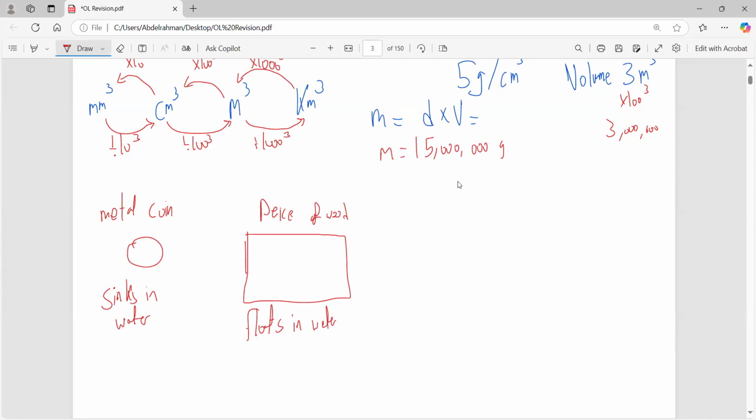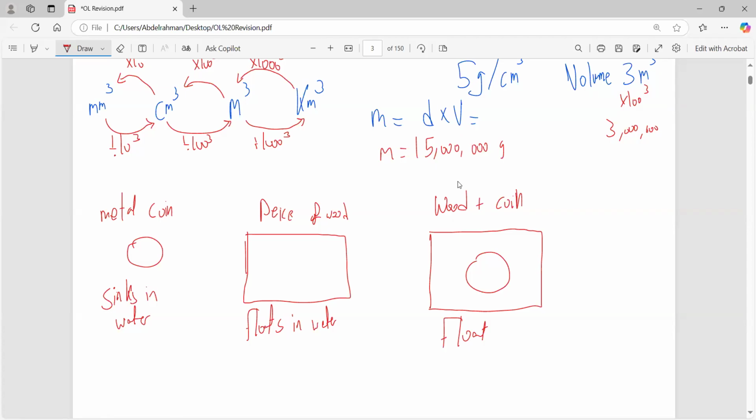I know that the metal has a density greater than the water, and the wood has a density less than the water. But what happens if I put the metal coin on the piece of wood? The wood plus the coin, what happens? They float in the water. The question is, why do they float?